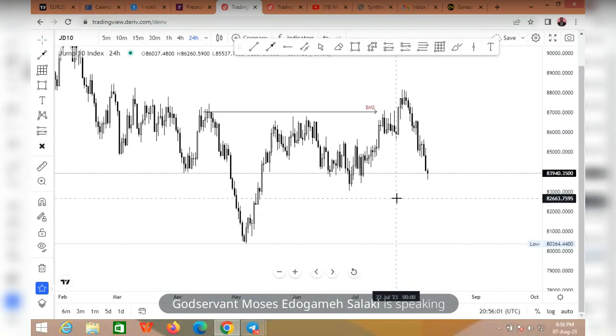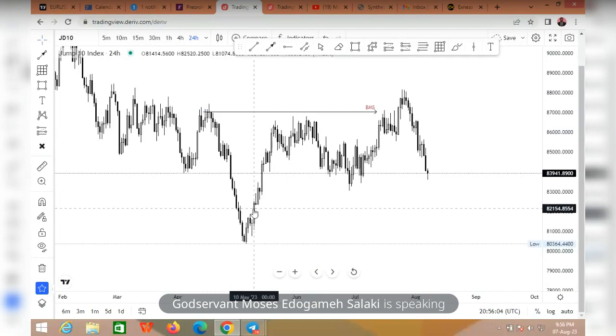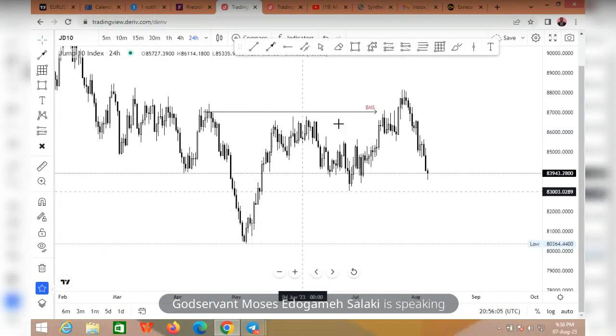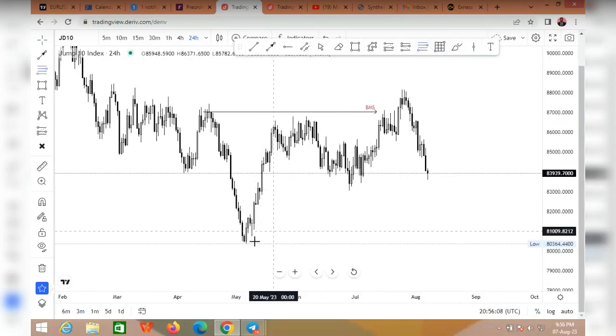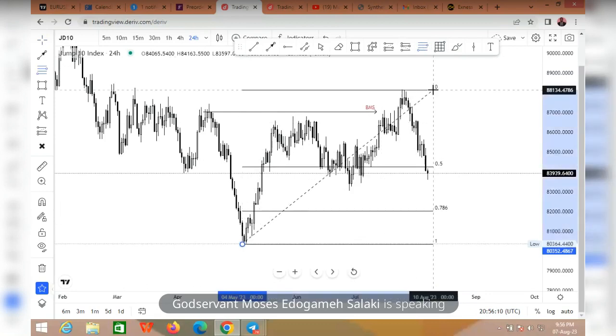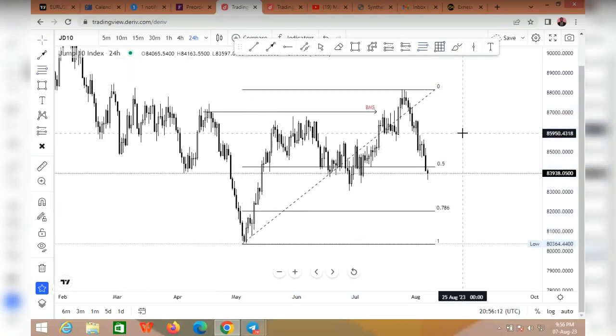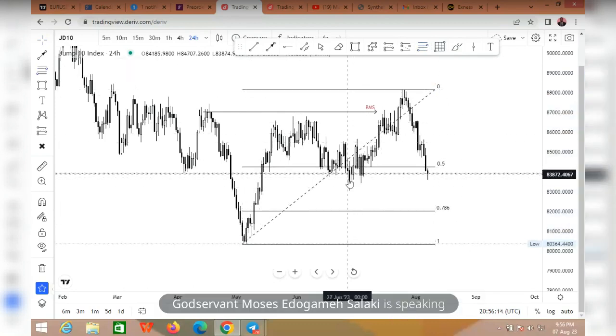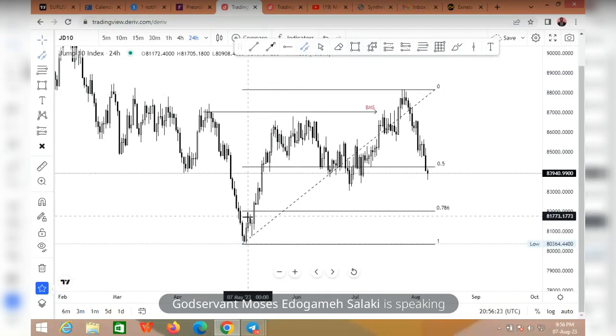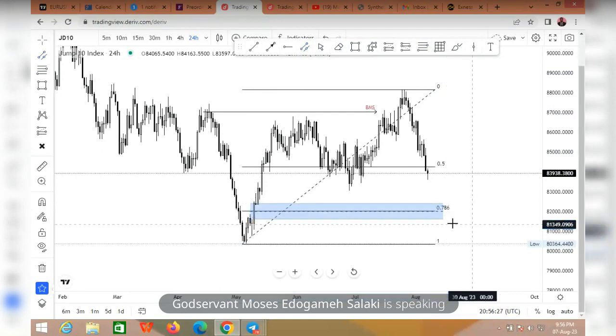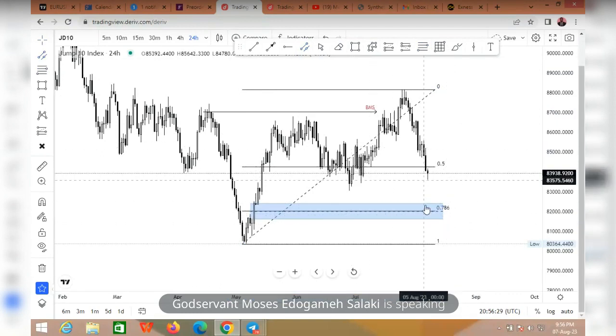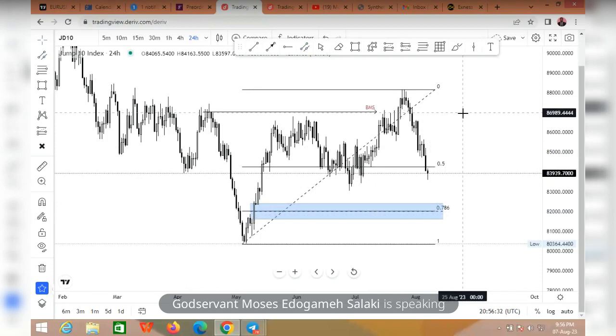What I would expect now is that we have some imbalances below. Let me check my Fibonacci. Okay, this structural zone is below 50%. Price can react there. Price can give us the move to the upside there. But I have another imbalance here which aligns with 786. I'd love price coming to this zone and then we buy from here.